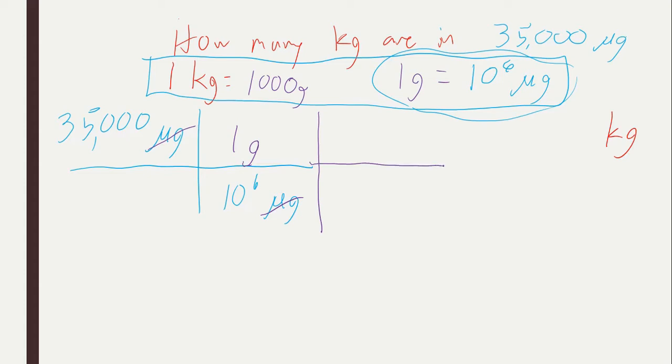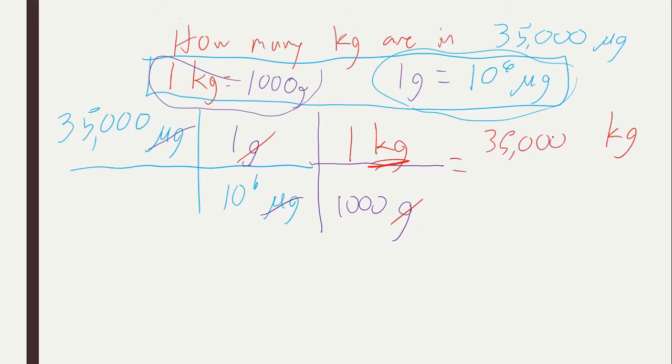So the next thing we're going to do is go from grams to kilograms. And so we're going to use this one here that says 1,000 grams is equal to 1 kilogram. All right, and that'll cancel the grams as units. The only unit standing now is kilograms. So we're going to multiply the tops: 35,000 times 1 times 1 is 35,000. And we're going to multiply the bottoms: 10 to the 6th times 10 to the 3rd is 10 to the 9th.